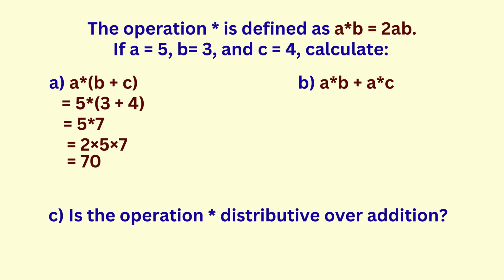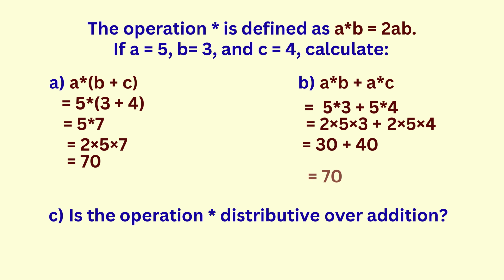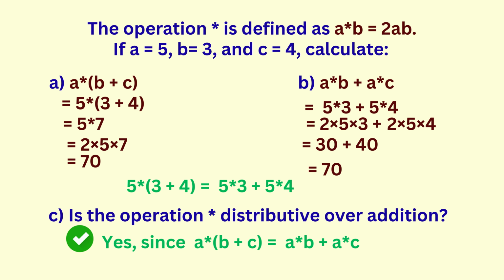In part B, we substitute the same 5, 3, and 4 for A, B, and C, respectively. We should get 5 star 3 plus 5 star 4. For 5 star 3, we get 2 times 5 times 3, and for 5 star 4, we get 2 times 5 times 4, which is 30 plus 40 equals 70. The same answer as when we worked the brackets first, so both sides are equal. Hence, the operation star is distributive over addition.